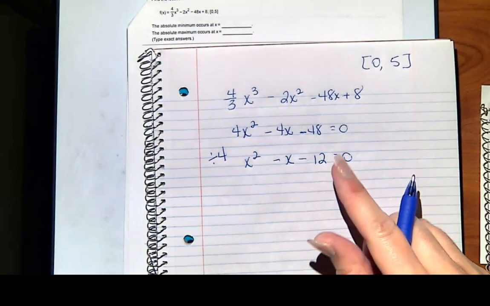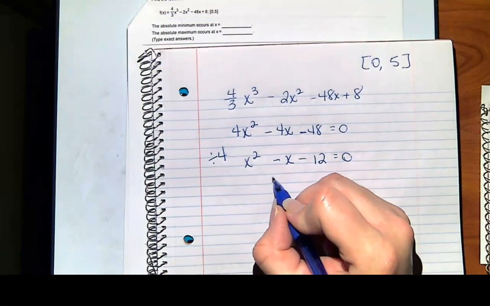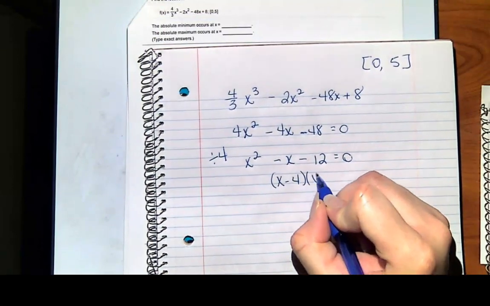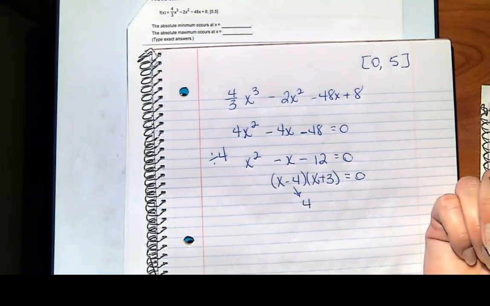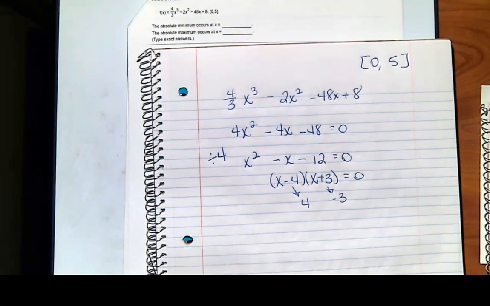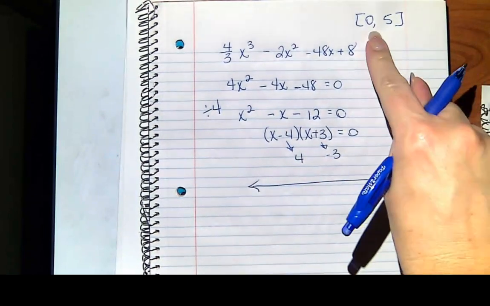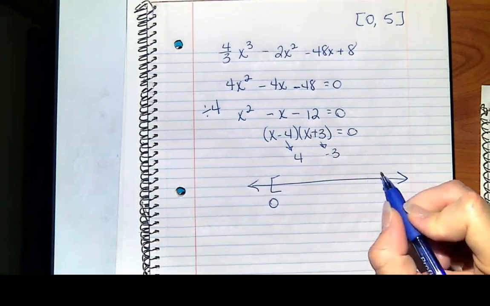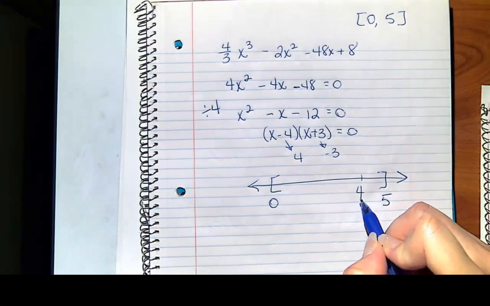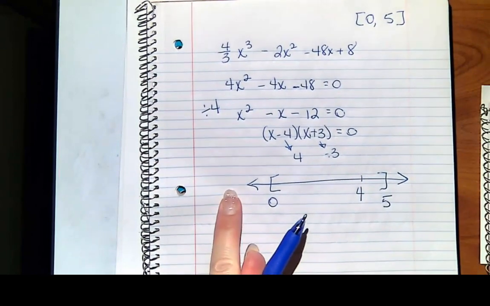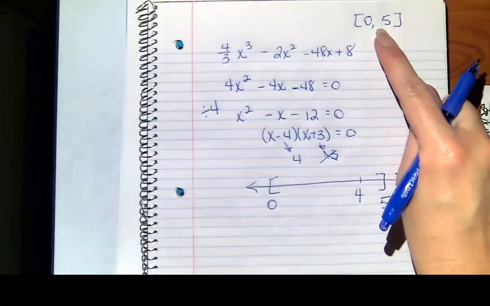And now this is factorable. It was factorable before, but it was ugly. So two numbers that multiply to -12 and add up to -1 are -4 and +3, which means this value is 4 and this value is -3. Okay, so what numbers are we interested in? I'm only interested in anything between 0 and 5. So I found 4, and I've got to try 4 as well. -3 is way over here, so -3 is not going to be anything that I'm interested in because I restricted what numbers I'm interested in.